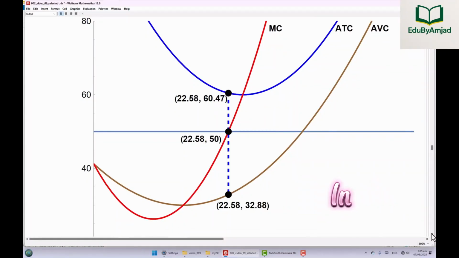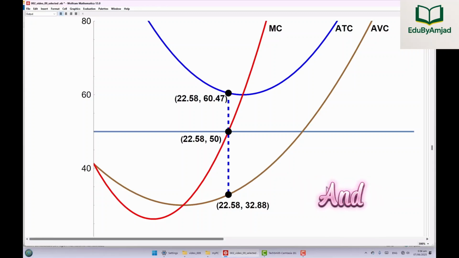As an example, in this diagram, with a given price of 50, per unit analysis shows that even though 60.47 minus 50 equal to 10.47 is loss, 50 minus 32.88 equal to 18.88 is the contribution towards reduction of the fixed cost. For a price below the minimum of average variable cost, shutdown is usually temporary in the short run.